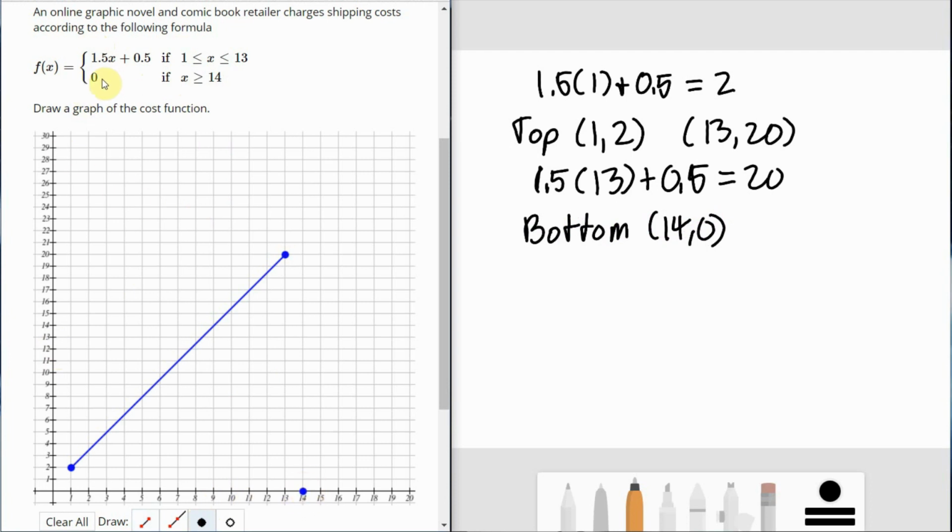Because this expression is just a single number, I can graph the line for it as a flat horizontal line. Because the domain is x is greater than or equal to 14, the line will continue to the right of the dot at 14, 0.